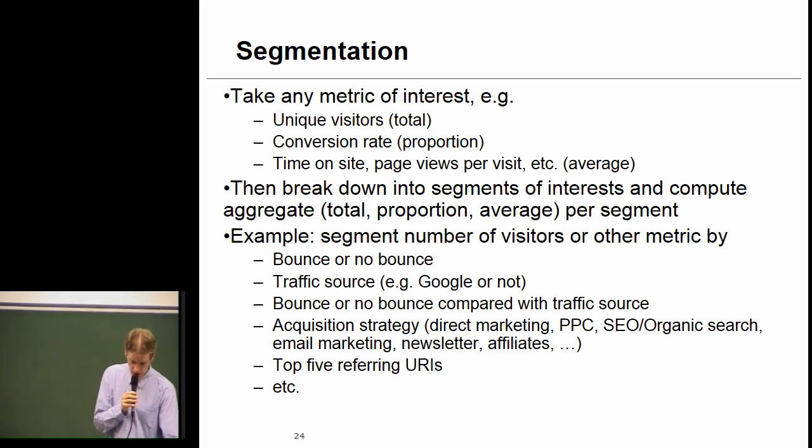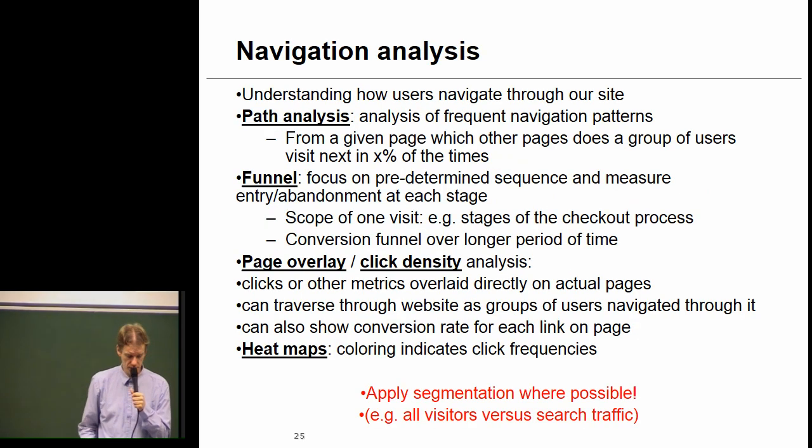So I could segment the number of visitors by bounce, no bounce, by traffic source, by acquisition strategy, by top 5 referring URIs. I can make combinations of those and so on. So that's what is so nice about web analytics. You can actually start to look for interesting patterns using segmentation. And this is fully automated using appropriate IT functionality, using the idea of dashboards, but also using the idea of OLAP, for example, online analytical processing.